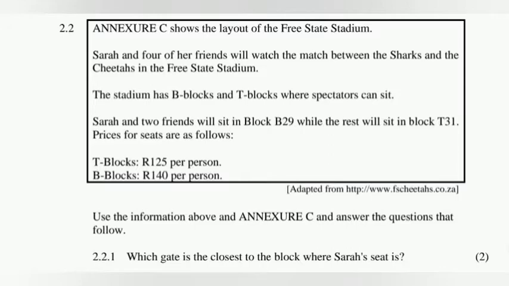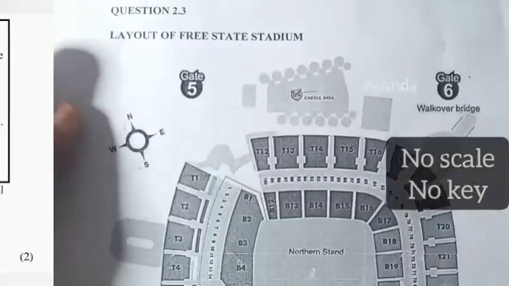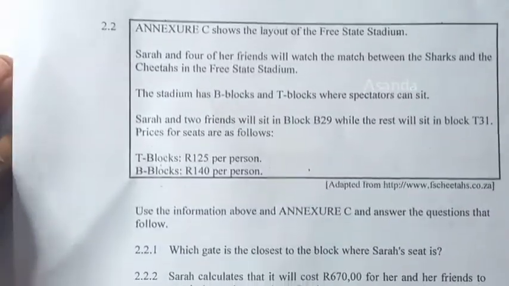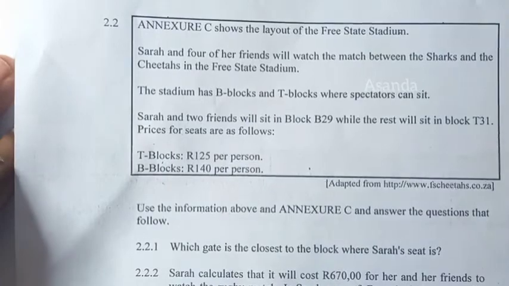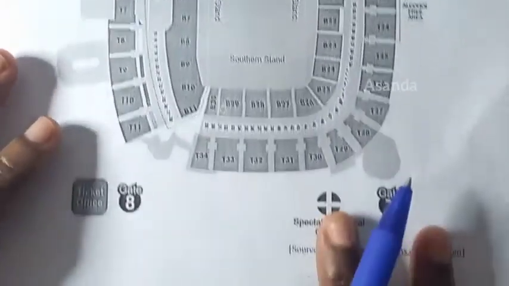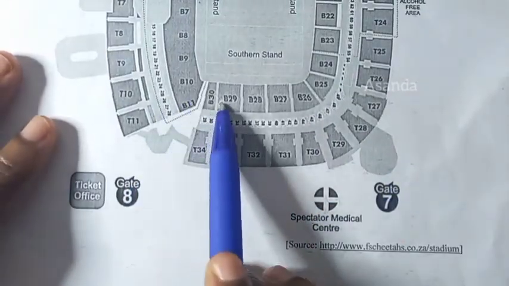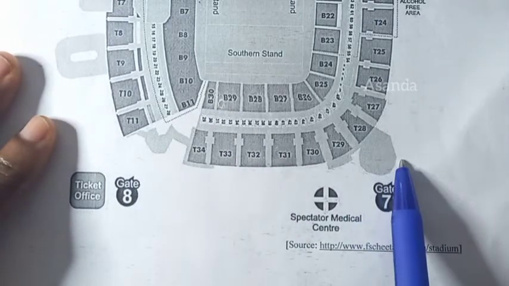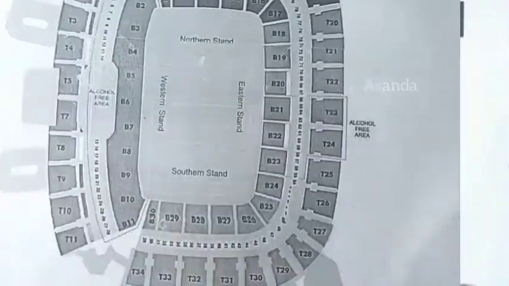Which gate is closest to the block where Sarah sits? We go to the map. Remember, Sarah is sitting at B29. Let's go find B29. There's B29 over there. And the gate that's closest, this is close, but it's not as close as gate 8. So the answer is gate 8.